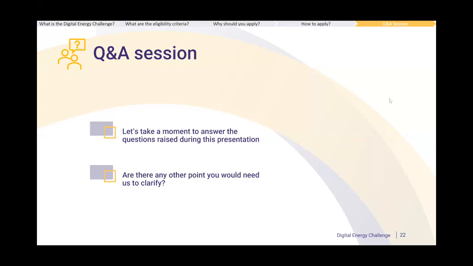Then we have the following question of Joao in terms of evaluation. If the technology provider is not local, is it the same? Yes, it's the same. We will not discriminate against technology providers that are not local. But for utilities and startups, you have to be local.